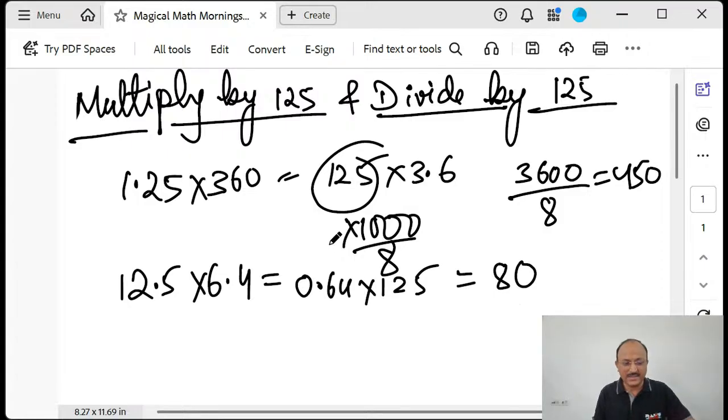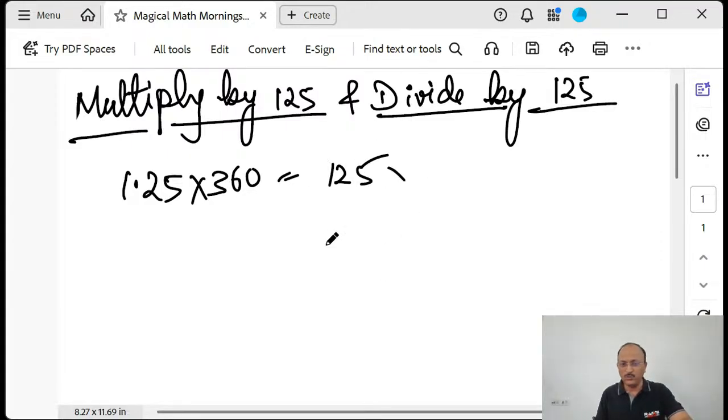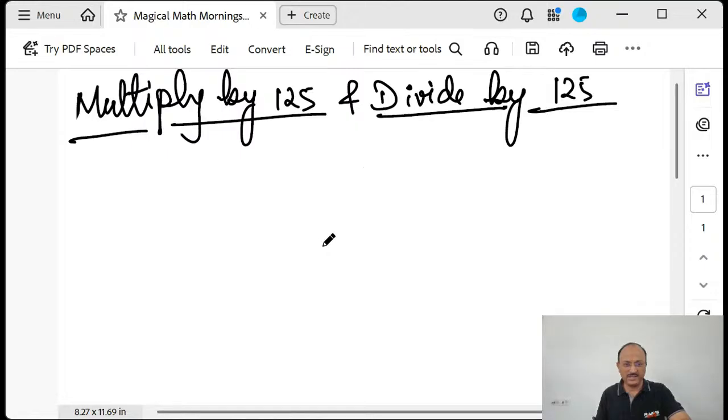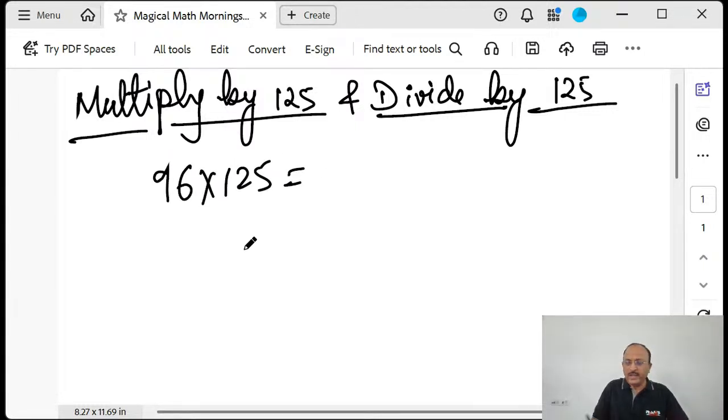Yes, you can type the letter S in case you want to check with one or two problems. Yes, let's check this one. Maybe you can take 96 into 125. Type the answer quickly. 96 into 125. Instead of 125, we multiply by 1000 by 8. So divide this one by 8, into 1000. That's it. Correct? 96 by 8 is 12. Into 1000 is 12,000. It is 12,000, not 1200.